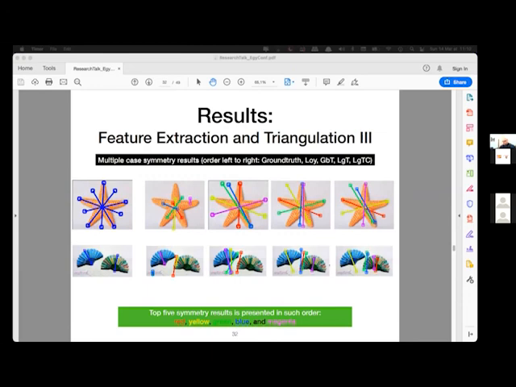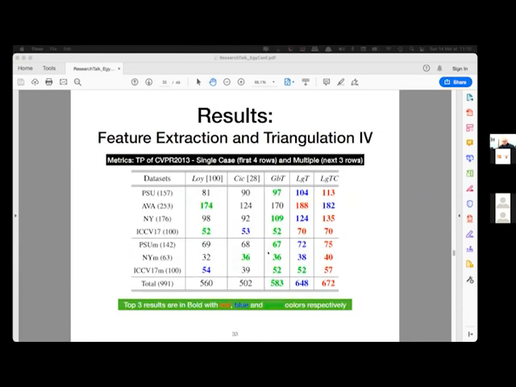Okay, I think I have 1 minute, so I will go to the quantitative results. Here we have the different datasets, single symmetry and multiple symmetry. We can see the result of Loy and the result of Sequenet according to the true positives from the 2013 evaluation metric, and we see how every contribution looks. The red ones are the top, the highest score. The second highest score is blue. The third highest score is green.